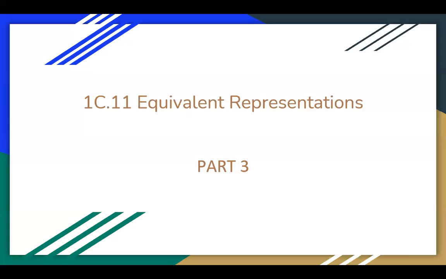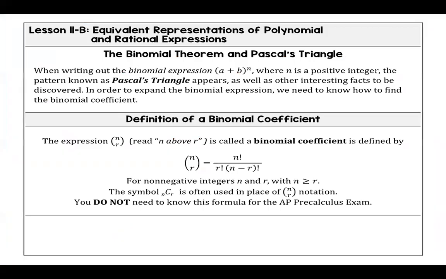Still talking about equivalent forms, but it's expansion. So what we're going to be learning is called the binomial theorem and Pascal's triangle. Binomial theorem is basically when you are using your binomial expression. A binomial expression just means that you have two things that are being added together, correct? That's a binomial expression. And it's an expression because I'm not saying it's equal to anything, okay?